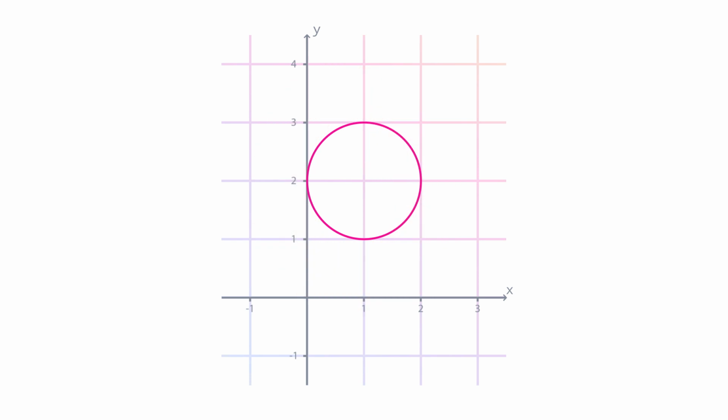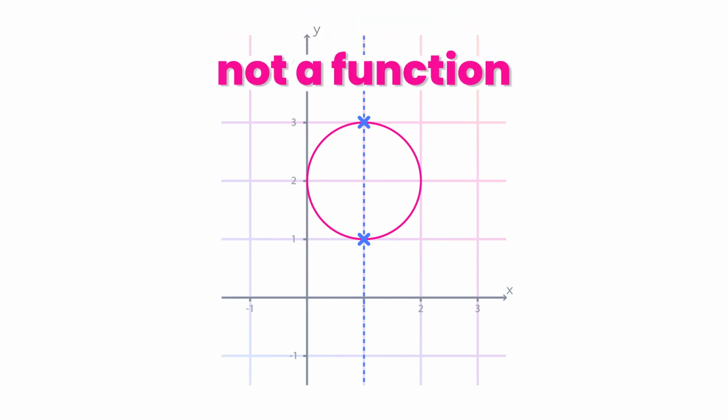Take this circle. If x equals 1, what is y? You place the vertical line at x equals 1. Notice the line intersecting the graph in two places. y can be both 1 and 3. But for it to be a function, this is not allowed. So the curve of a circle is not a graph of a function.